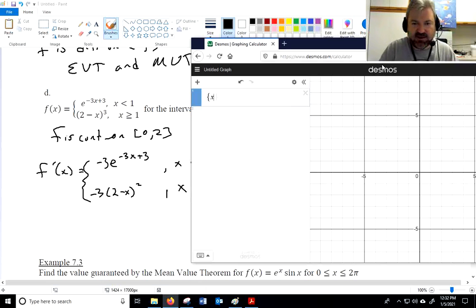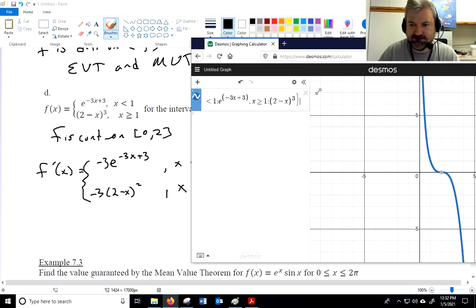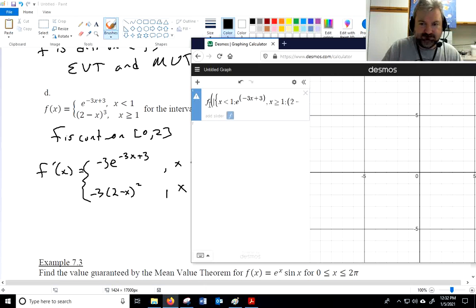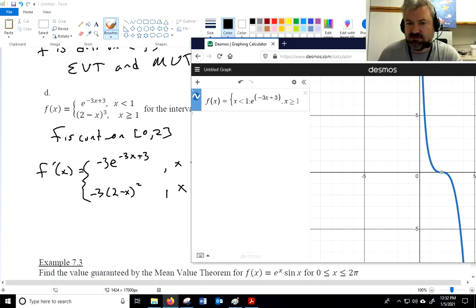So I'll do, let's see here, x less than 1. We're doing e to the negative 3x plus 3. Guess I got to put in parentheses. And then, comma, for x greater than or equal to 1, let's do (2 minus x) cubed. All right, let's call that f of x. Well, there it is.